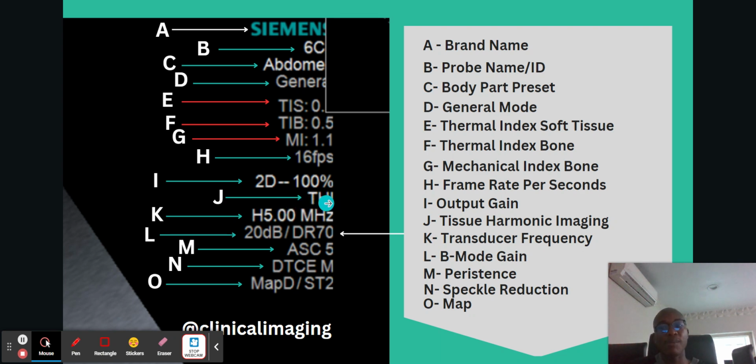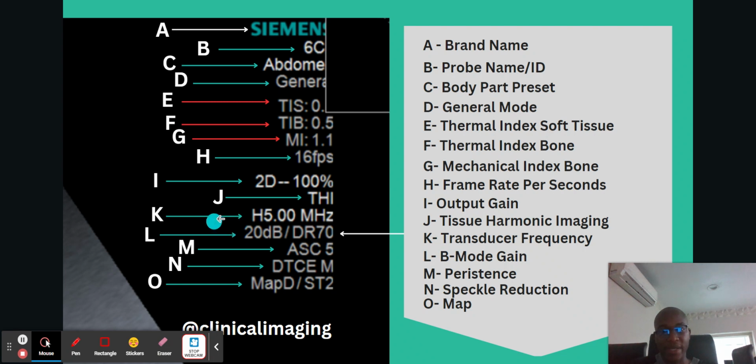Then the next one is THI. This means tissue harmonic imaging. At the moment, this is not activated. When it is activated, the active mode will replace this position, and when another mode is activated, tissue harmonic imaging will come back here. That is how it is in my own machine. So to stick to the purpose of this tutorial, this is simply tissue harmonic imaging, THI for short.